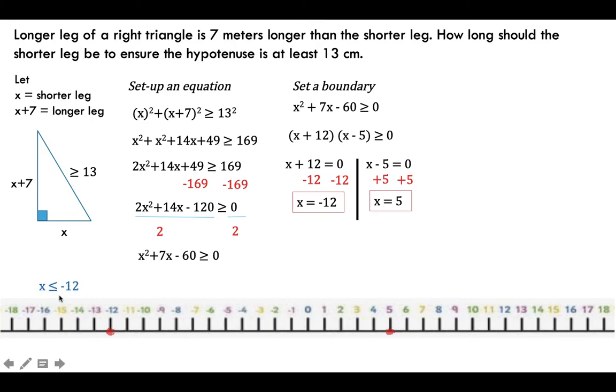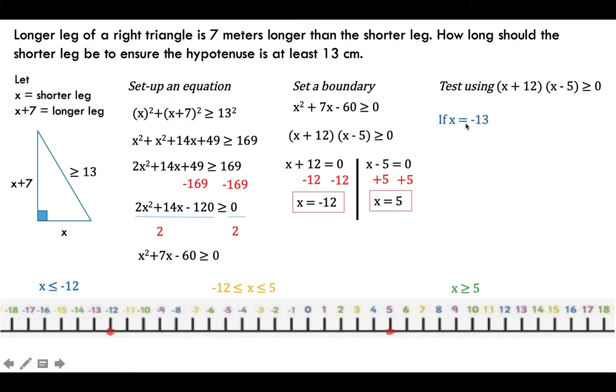We can name the first region as x is less than or equal to negative 12. Then the center region is x is more than or equal to negative 12, but less than or equal to positive 5. And lastly, on this side, x is more than or equal to positive 5. Next, we're going to test each of these regions using the simplified form. Although you can use the original given, I always advise using the factored form because it is easier to solve.